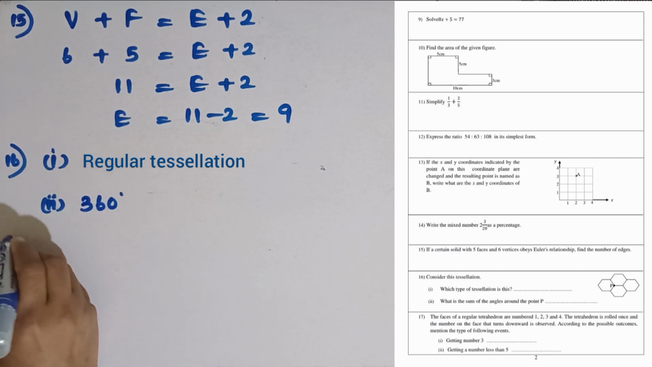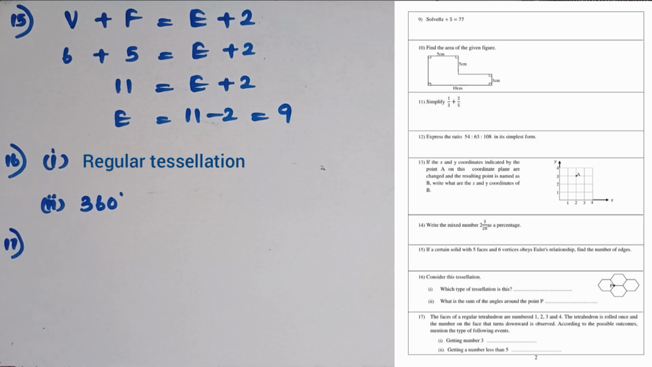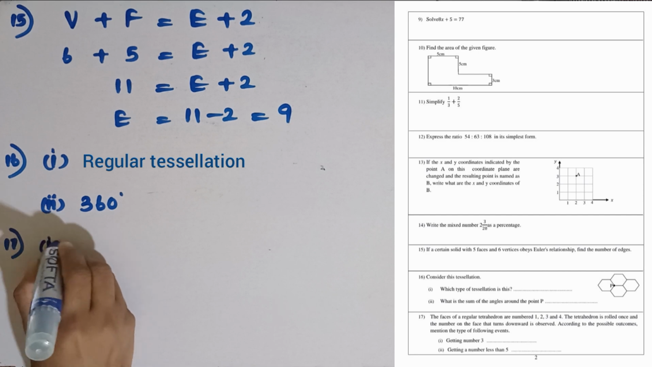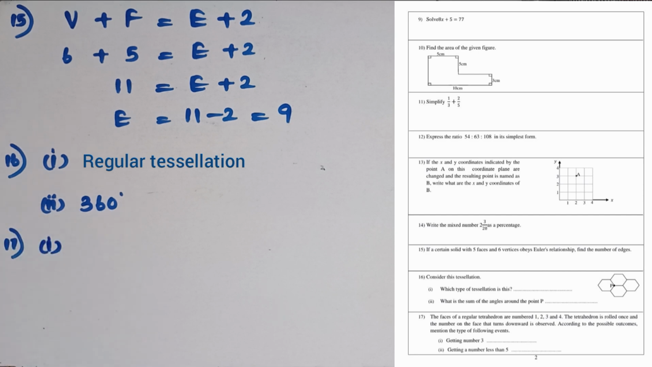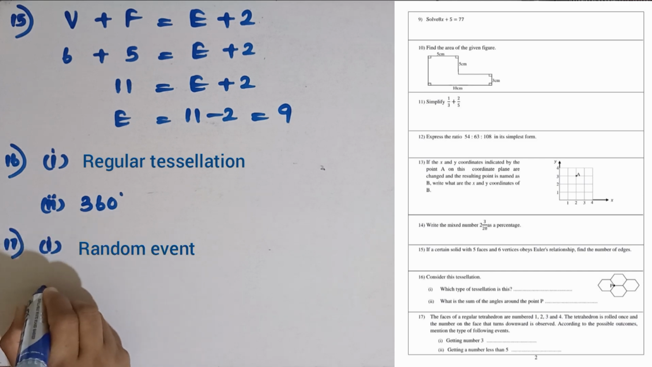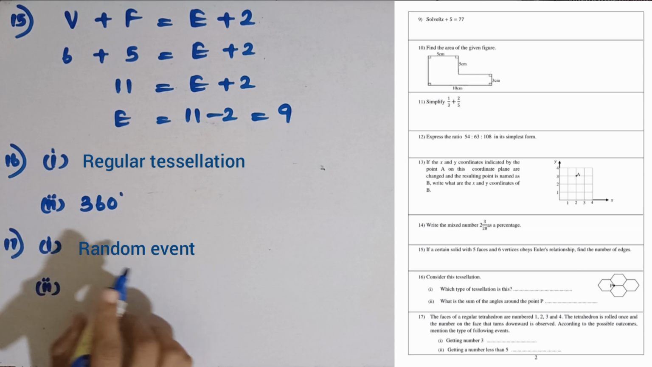Question number 17. The faces of a regular tetrahedron are numbered 1, 2, 3, 4. The tetrahedron is rolled once and the number on the face that turns downward is observed. According to the possible outcomes, mention the type of following events. First one, getting number 3. That is a random event. It can happen or it can't happen.